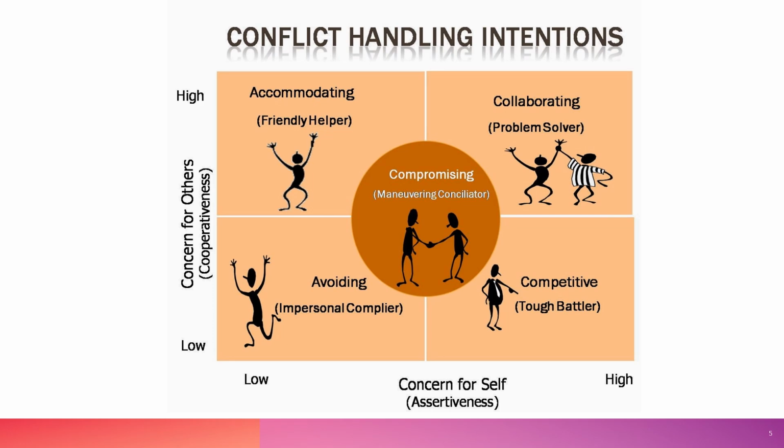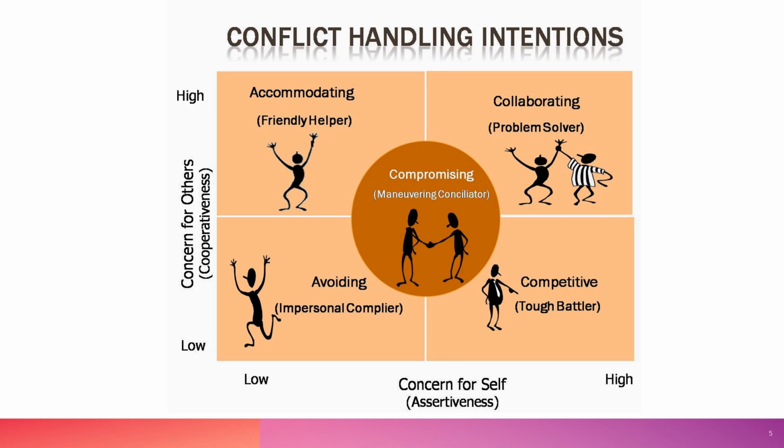Diagrammatically, we have here those 5 conflict handling styles. In the middle, you have a medium concern for self and a medium concern for others. And this is the compromising approach. Then you have an avoiding strategy, and the image there is somebody running away. So it's low concern for self and low concern for others. You just don't want to deal with it and handle it.